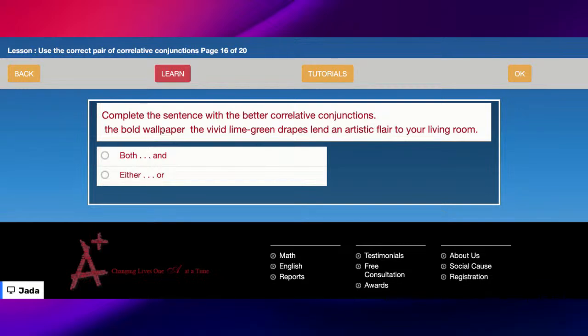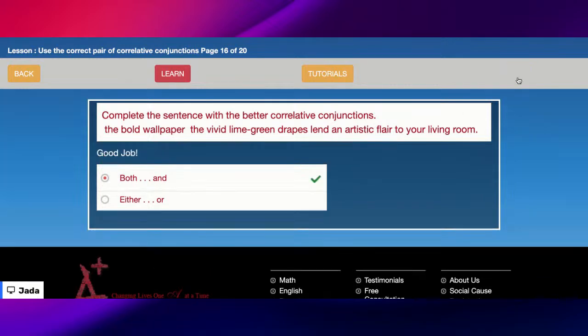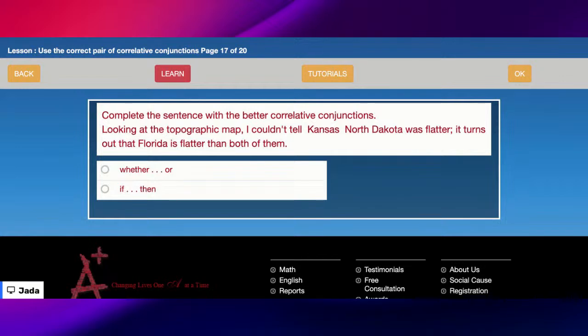Dash the bold wallpaper, dash the vivid lime green drapes lend an artistic flair to your living room. So is it both the bold wallpaper and the vivid lime green drapes lend an artistic flair to your living room, or either of them? So it is both, not either. Because most times if you're using either, it's like you're saying there's a difference and the answer will not come out as true. Because either is like untrue.